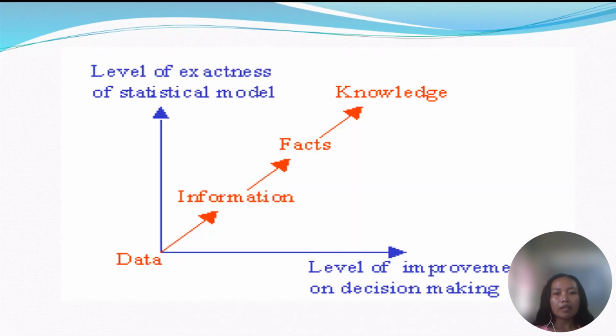Level of exactness. So this is the level of exactness of the statistical model. So from data to information, from information to facts and to knowledge. So level of improvement on decision making.